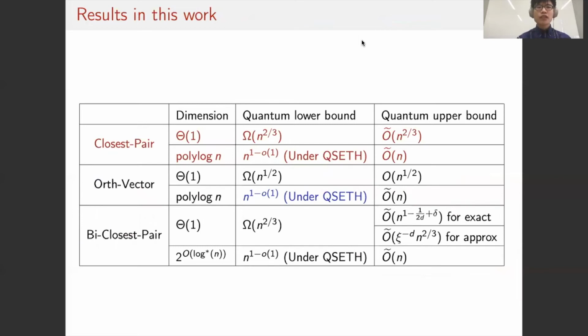Here is a summary of the results in this work. We studied the closest pair problem, orthogonal vector problem, and bichromatic closest pair problem in constant dimension and polylogarithmic dimension. We have already shown the quantum lower bound for the orthogonal vector problem in polylogarithmic dimension. In the remainder of the talk, I'll concentrate on the closest pair problem.